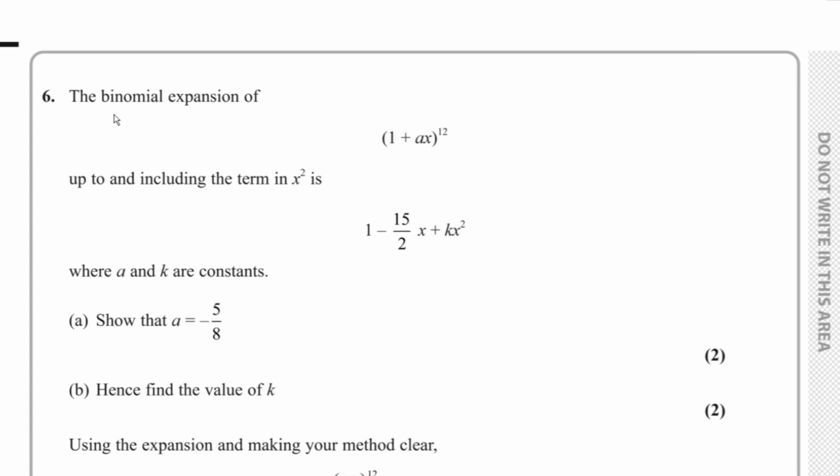Question number 6. The binomial expansion of 1 plus ax to the power of 12 up to and including the term in x squared is 1, subtract 15 over 2x plus k x squared, where a and k are constants.